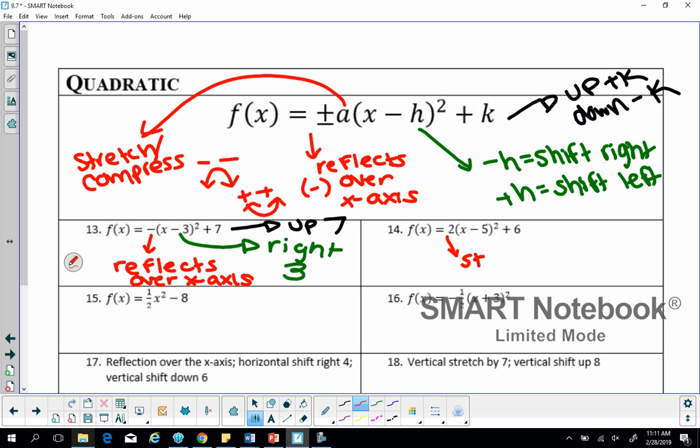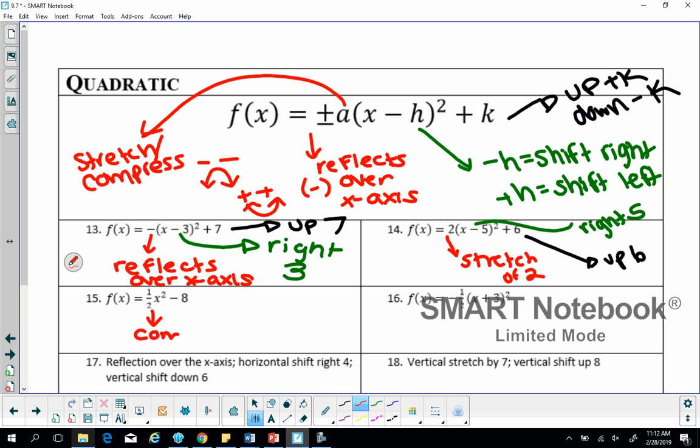Stretch of 2. Beautiful. Right 5. And up 6. Yes, ma'am. Beautiful. Next one. Kiki, go for it. Say it, Miss B.